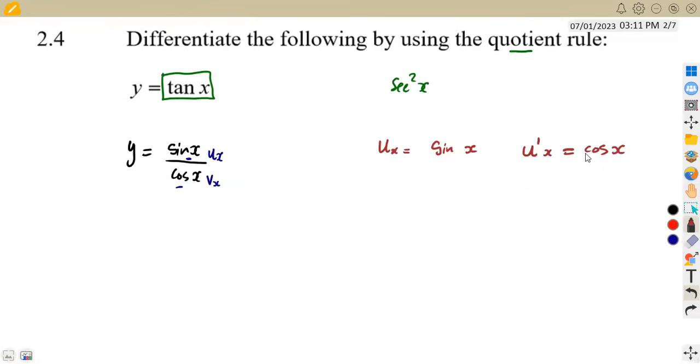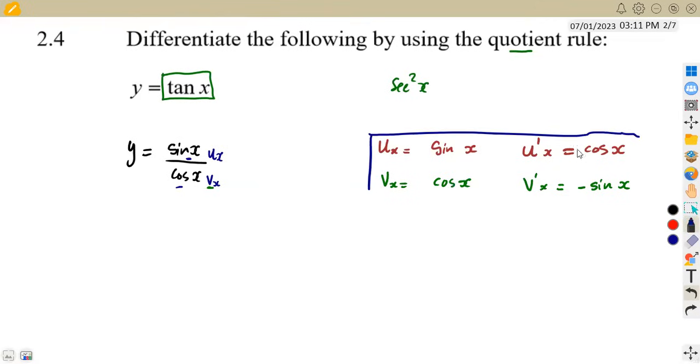All right, we move on to cos, which is our v(x) in this case. So our v(x) is the cosine of x. Also, we need the derivative of v. And the derivative, of course, has a negative sign, which is also given in your formula sheet. So this is negative sine x. Once you have these, all you need now is to substitute back into the quotient rule formula.